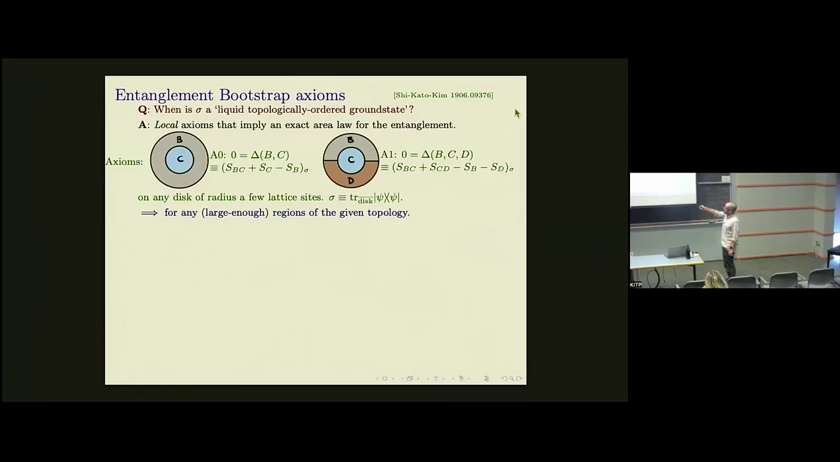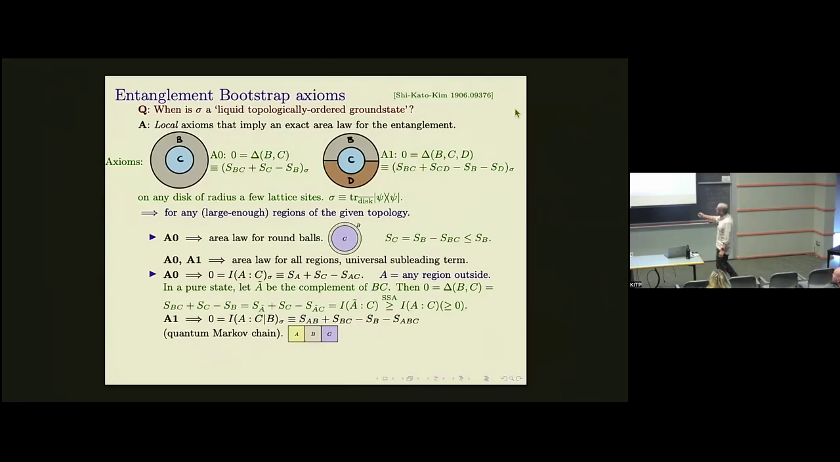So divide the ball up into the Chewy filling and the boundary, and A0 will be the condition that this combination of entanglement entropies vanishes, and A1 will be the condition that this combination of entanglement entropies vanishes. So here I'm dividing up the boundary into 2 parts. For any disk of, say, some radius of a few lattice sites. And okay, I'm going to try to illustrate why these are interesting, but one thing that's interesting about them is that they're self-reproducing. So if I impose this condition on small balls, we can show that they're also true for large balls, for any region of the same topology.